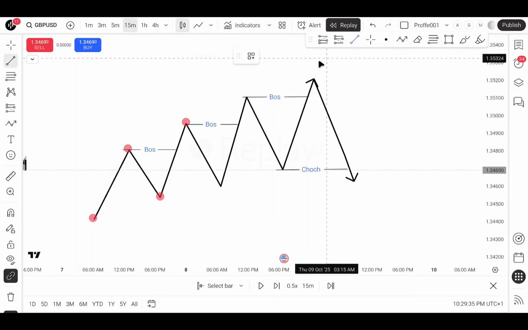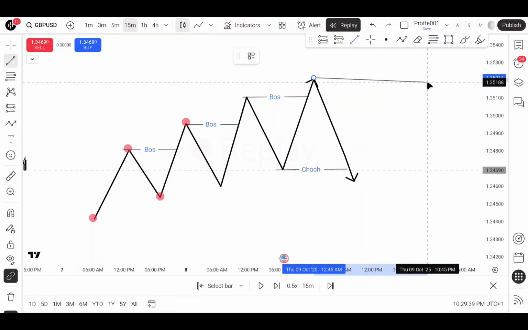Now, when the market puts up this CHoCH, the next thing we are looking out for is to cover the highs. We mark out our swing high. Very, very important.